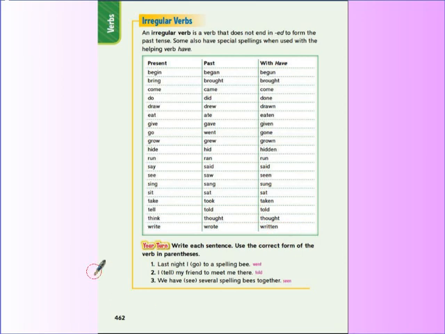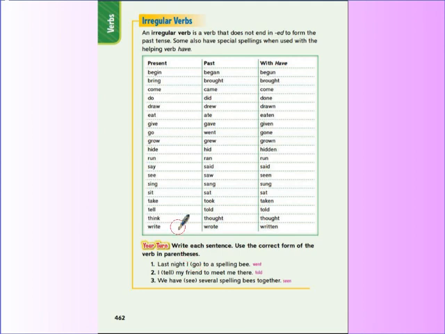Now let's do a small oral practice. Use the correct form of the verb in parentheses. Number 1. Last night I go to a spelling bee. Since I used last night, this shows that the action happened in the past, so I can't use go because it's in the present. Hence, I should write the simple past tense form of the verb go.